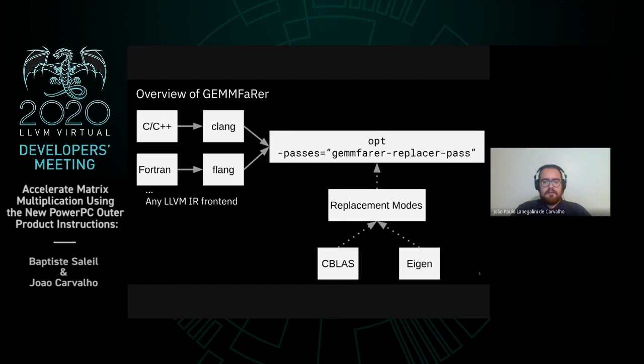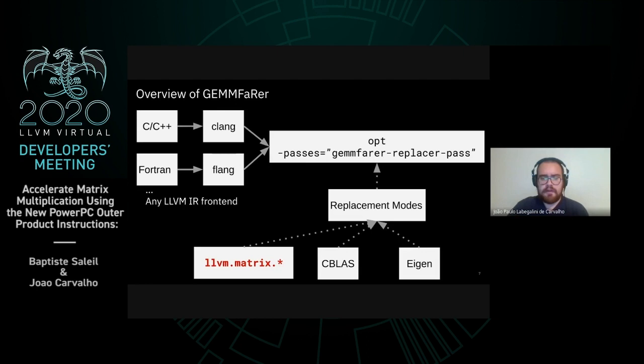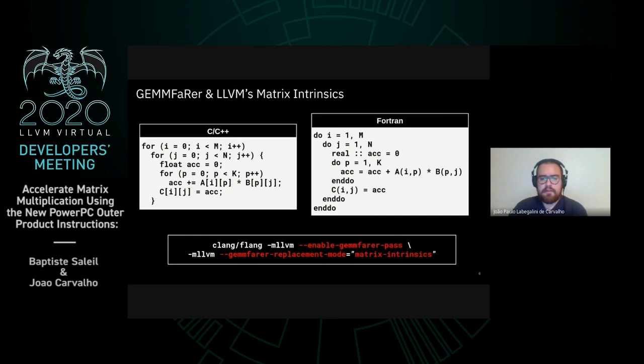Recently, a set of matrix intrinsics were added to the LLVM IR, and we plan to support them as a replacement option for MMFaRer. By leveraging the LLVM matrix intrinsics, we free the user from having to use either the CBLAS interface implementation or the Eigen runtime. Thus, using LLVM matrix intrinsics enables users to use MMFaRer even on platforms where there is no implementation of the CBLAS or Eigen. MMFaRer can be directly enabled from the front end of the compiler, and if matrix intrinsics is passed as MMFaRer replacement mode, then LLVM matrix intrinsics are generated.